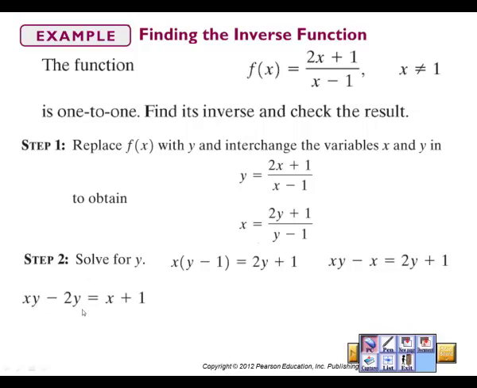So how do we go from 2 y's to 1 y? What can we do? Well, you should have said we can factor the y out, because the y is a common factor. So we factor the y out, and that leaves us with x minus 2. Well, we need to isolate the y now. So what do we do? You should have said divide x minus 2 to both sides. And there we go, there's our inverse: y equals x plus 1 over x minus 2.